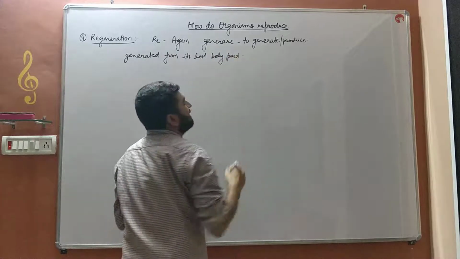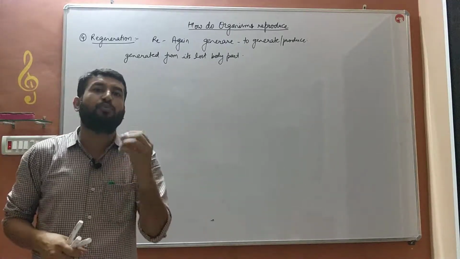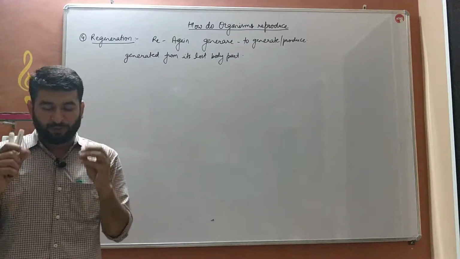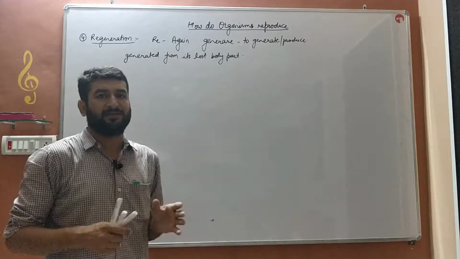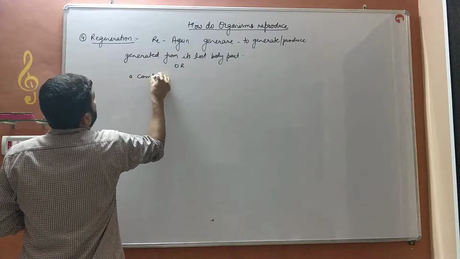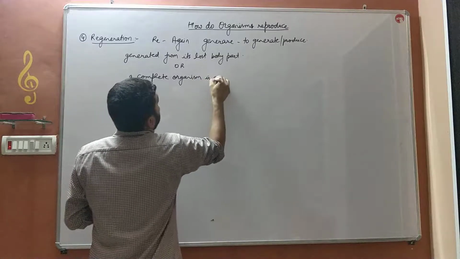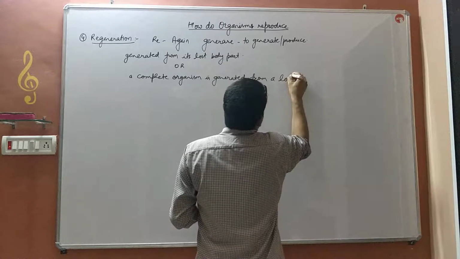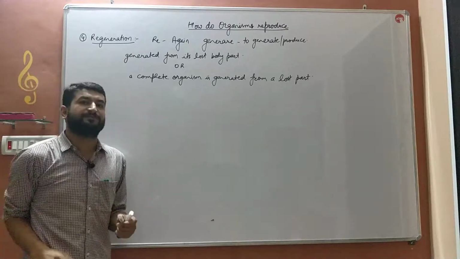Or you can say, when a lost body part gives rise to a complete or whole organism, that mode of reproduction is known as regeneration. The process of getting back a full organism from its lost part. So, it is a process in which a complete organism is produced from a lost part. That mode of asexual reproduction is known as regeneration.